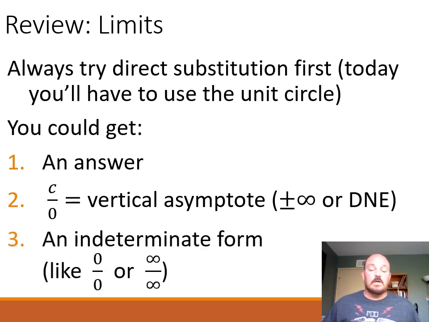Now, the third one, which is the one we spent the most time on, is when you get what's called an indeterminate form. So if you get 0 over 0, or infinity over infinity, those are the two we focused on. There are other indeterminate forms, but those are the two we focused on. When you get that, what it means is there is an answer to the question, but you have to do more work to get it.